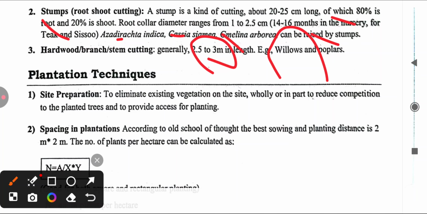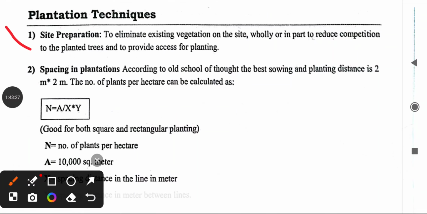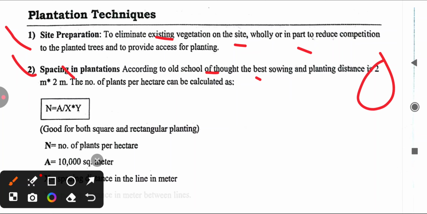Plantation techniques. Okay, we are going to read plantation techniques. Site preparation is to eliminate existing vegetation on the site wholly or in part to reduce competition to the planted tree and to provide access for planting. Spacing in planting: according to the old school of thought, the basic sowing and planting distance is 2 by 2 meter.